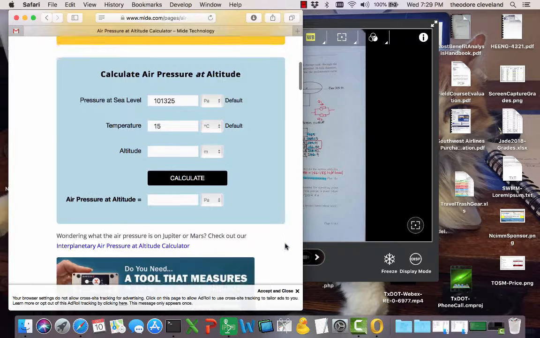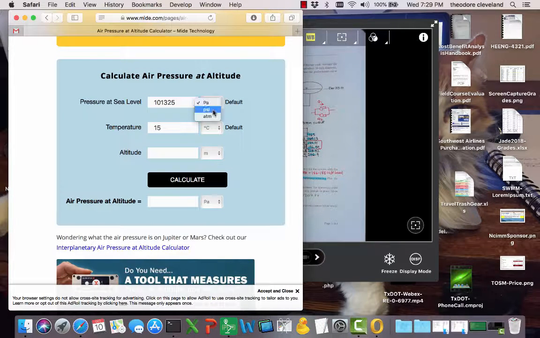Set this into pounds per square inch. Temperature is in Fahrenheit, and we're going to be at 150 feet, and we want our answers in pounds per square inch, so it's 14.62. So in our case, our absolute pressure in the pool is 14.62 pounds per square inch times 33 feet over 14.75 pounds.